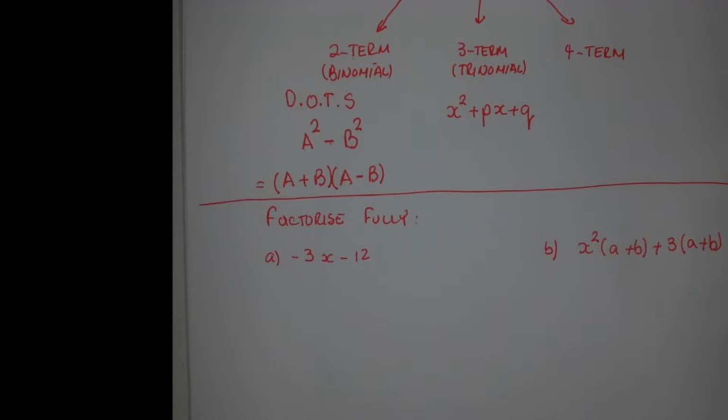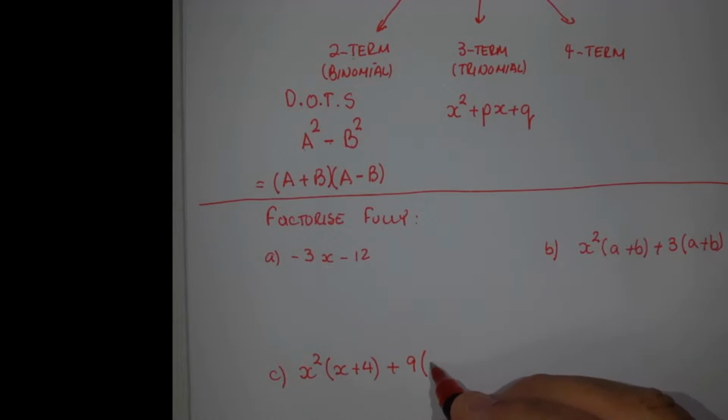That's a different type. And then we're going to look at a factorization of a polynomial that looks something like this. So let's say we have x squared times (x plus 4) plus 9 times (minus 4 minus x). And let's see how we can factorize that. So let's just start from here, and then we can move on a little closer later.